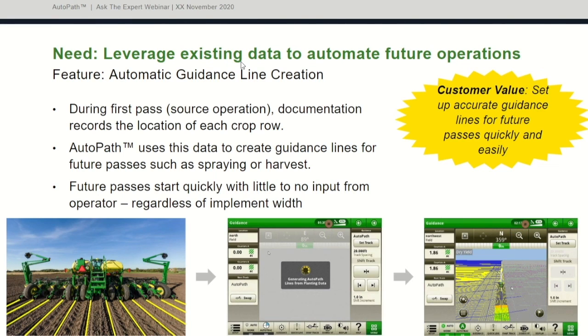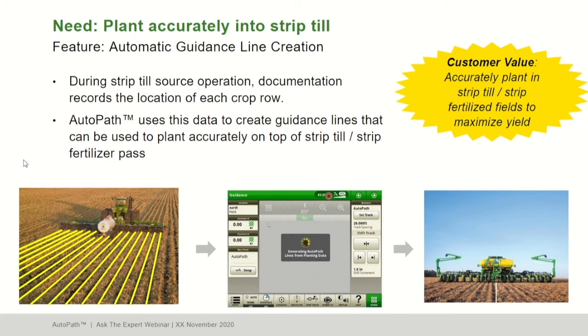So one of the needs, leverage existing data to automate future operations. During first pass of source operation, documentation records location of each crop row. AutoPath uses this data to create guidance lines for future passes, such as spraying or harvest. Future passes start quickly with little to no input from operator, regardless of implement width.